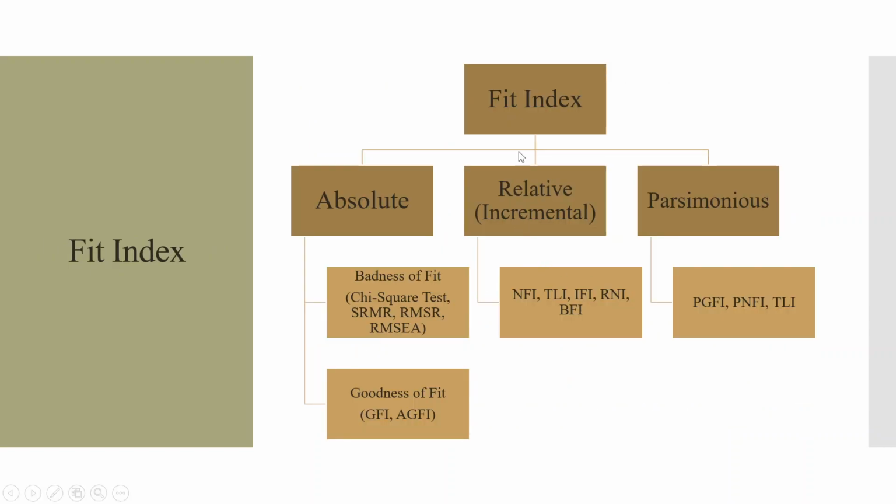In the fit indices, we are having three: absolute, relative, also known as the incremental, and the parsimonious. In absolute, we are having again two: badness of fit, that is chi-square test, SRMR, RMSR, RMSEA. What these terms are, we will see in the next slide. And the goodness of fit is denoted by GFI and AGFI. In relative or incremental, we are having indices such as NFI, TLI, IFI, RNI, CFI. In parsimonious, we are having PGFI, PNFI, and TLI.